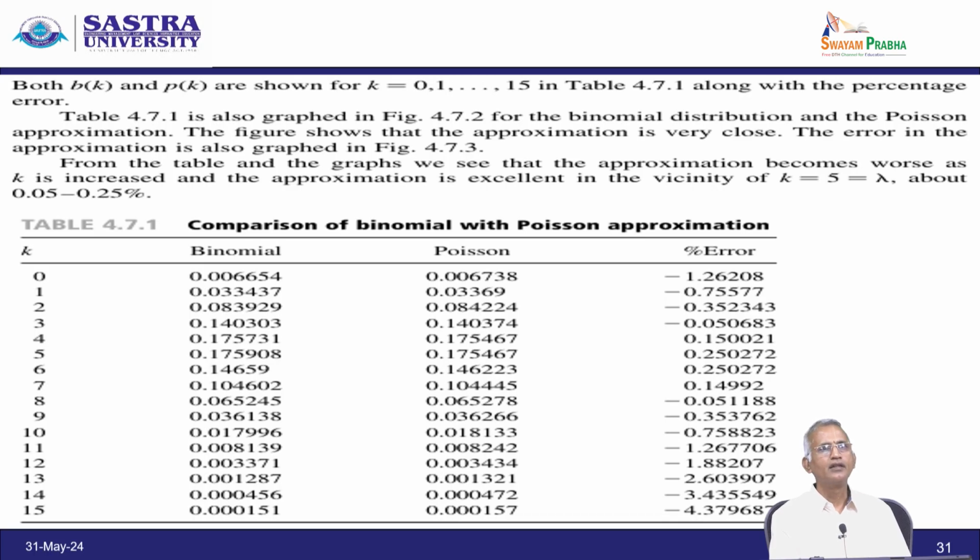Therefore, the percentage of error is also shown in the table, and in figures 4.71 and 4.72 on the next page the binomial distribution and its Poisson approximation are also pictured. These figures are closely approximately equal, and some more error occurs. The approximation is approximate because, as k is increased, the approximation is excellent in the vicinity of k equal to 5, with an error of about 0.05 to 0.25 percent.